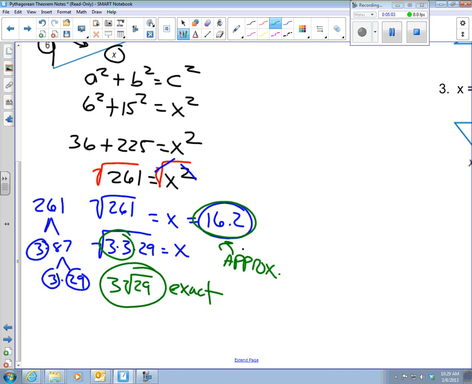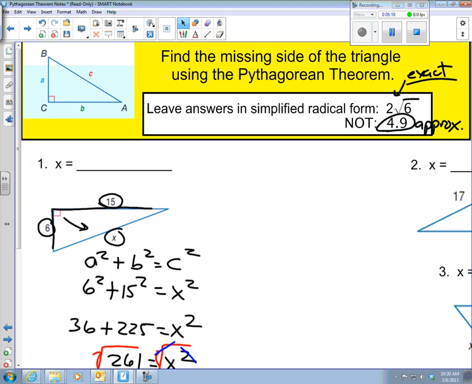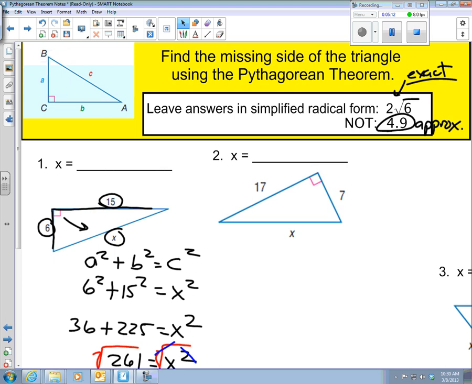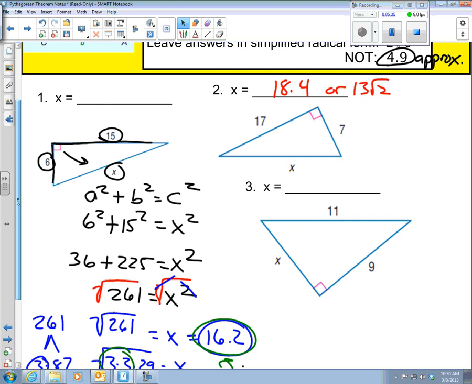Okay, the answer to number 2. I want you guys to try number 2. Let's go back up here. Just hit pause right now and figure it out, and then come back, turn it back on, I'll give you the answer. So pause. And I actually got 18.4, or you could write it as 13 square roots of 2. That's what I got. Now I'll do number 3.